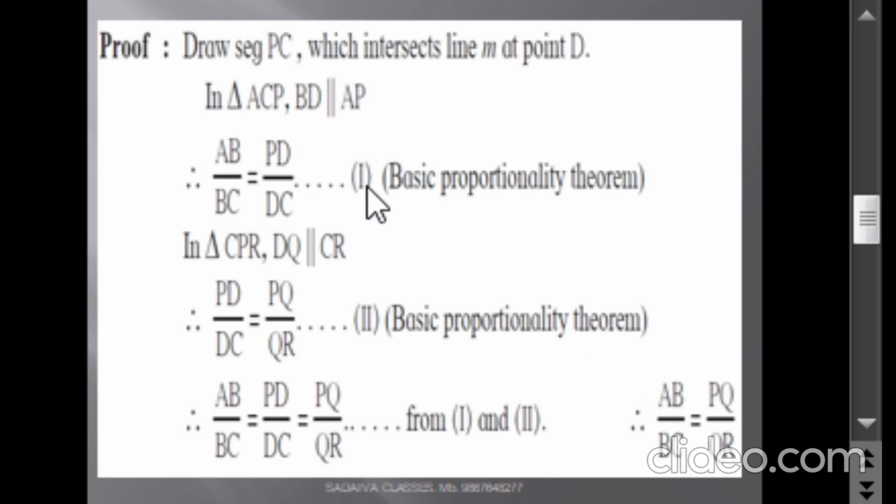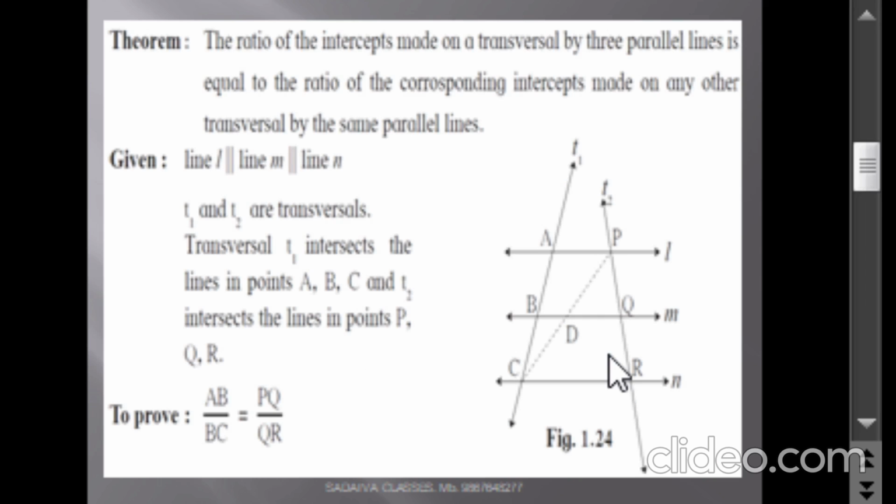Now from 1 and 2, what do we get? AB upon BC is equal to PD upon DC is equal to PQ upon QR. Therefore, AB upon BC is equal to PQ upon QR. So, we got our proof.